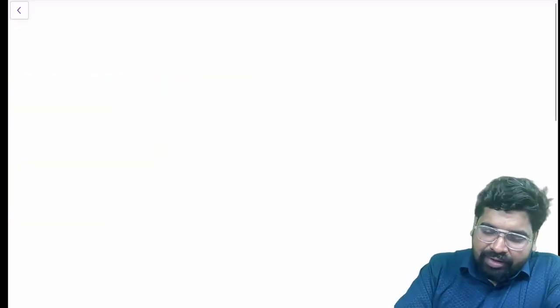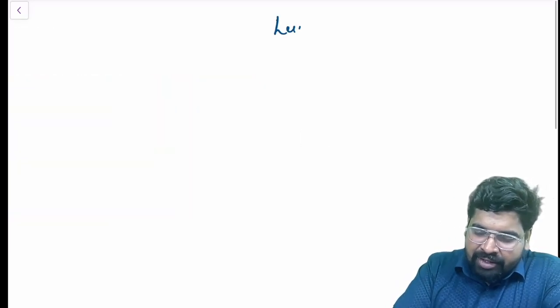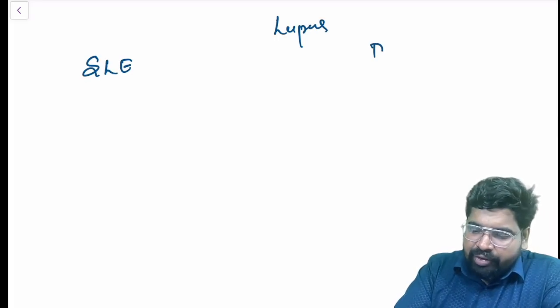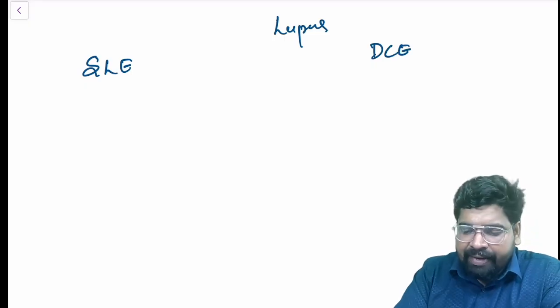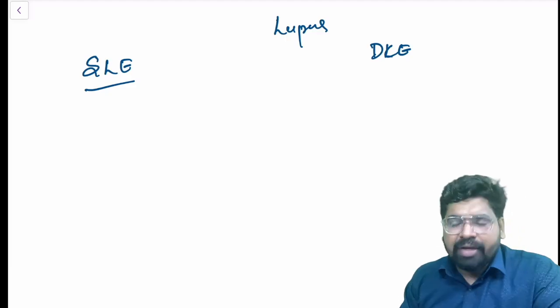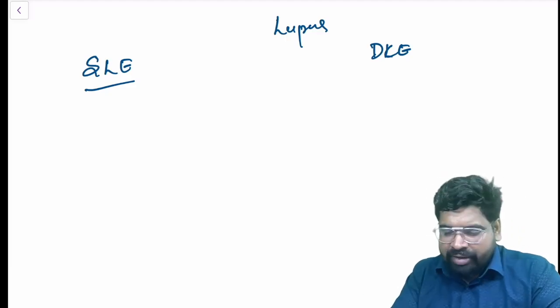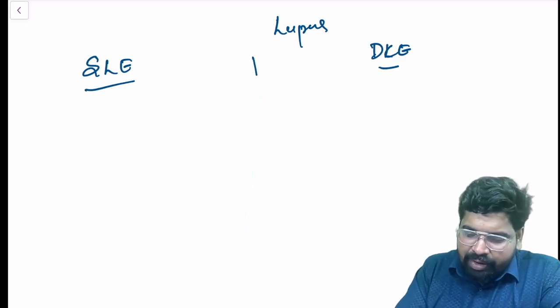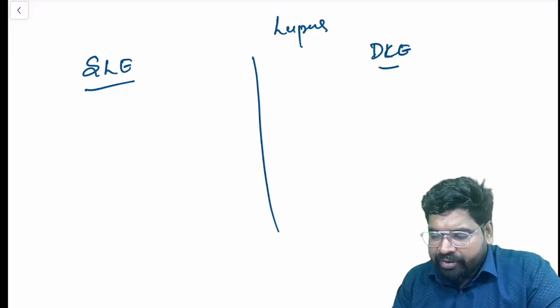There are two types of lupus. There is systemic lupus erythematosus and discoid lupus erythematosus, SLE and DLE, that is systemic lupus and discoid lupus, right? So what is the main difference, or what to learn in systemic lupus and discoid lupus? That is the question.